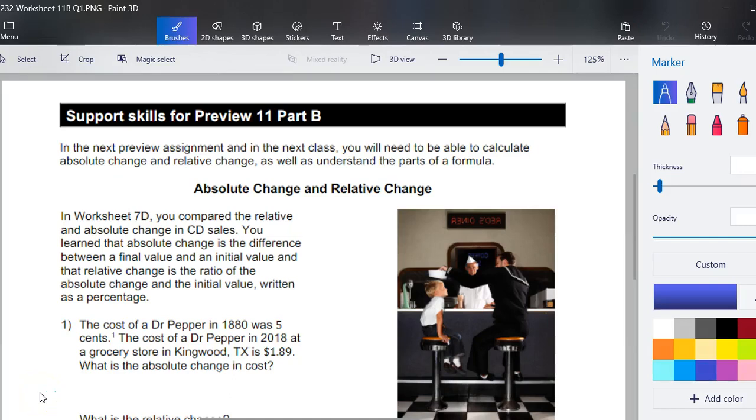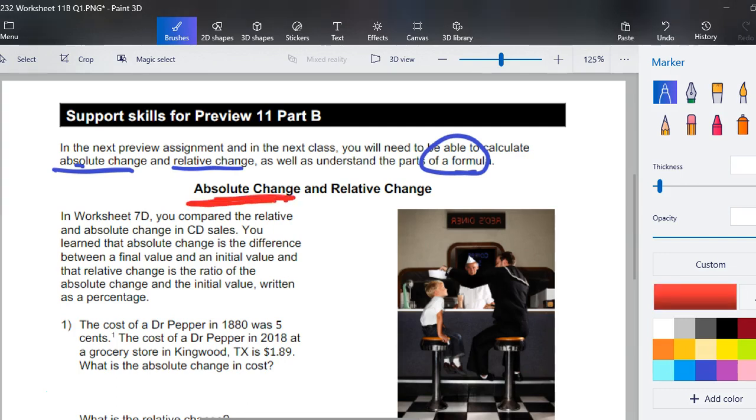Now we're at lesson 11B. In the next preview assignment and in the next class, you'll need to be able to calculate absolute change and relative change, as well as understand the parts of a formula. We're going to start with the absolute change and relative change.